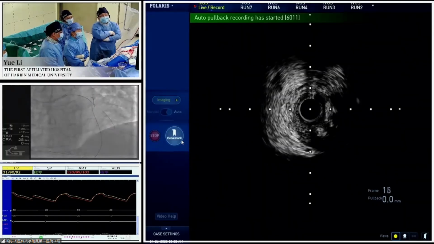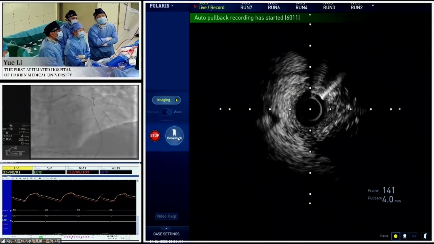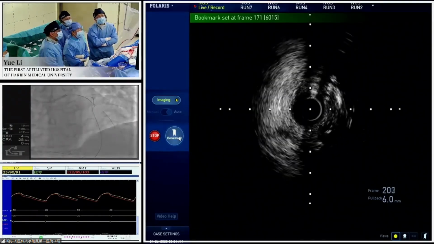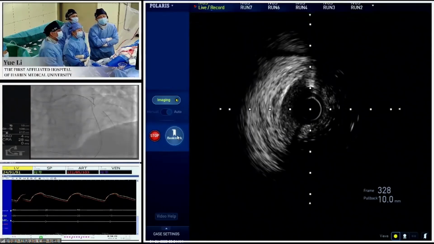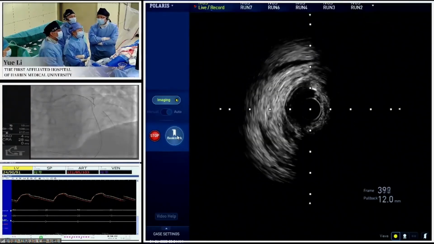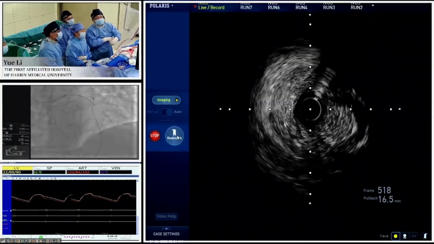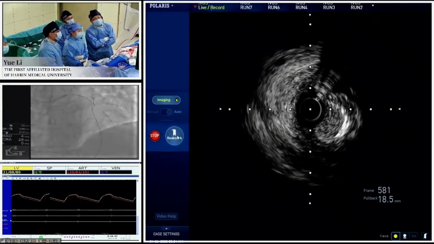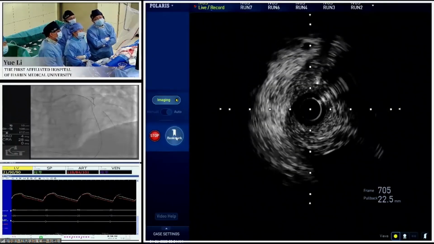Okay, so we can see this is a pullback from the bifurcation. We can see that the retrograde wire is joining into the main vessel. I think we are in the treatment. I think it should be just at the carina. We could recheck the IVUS again a little bit. Yes, we are in the same lumen.